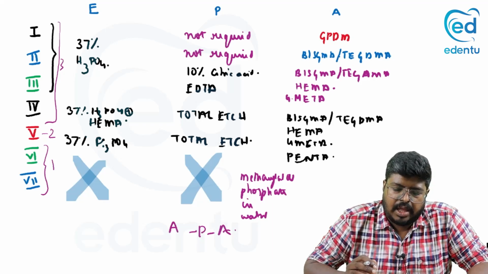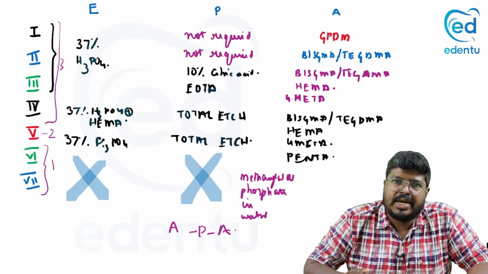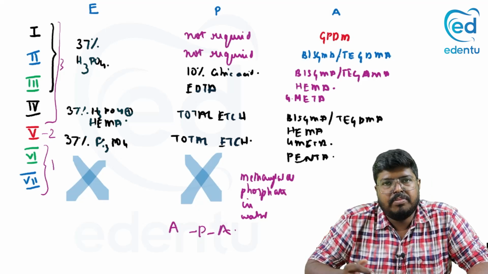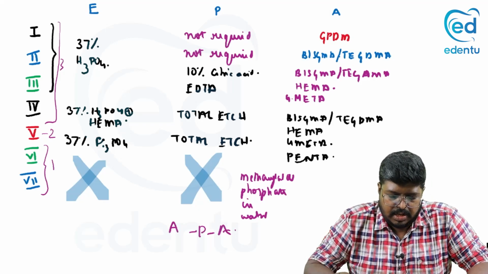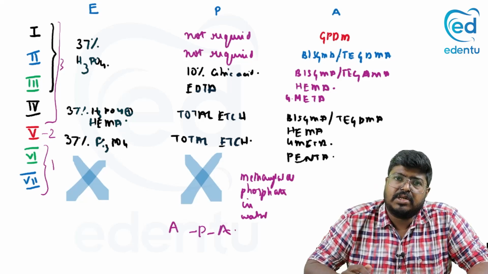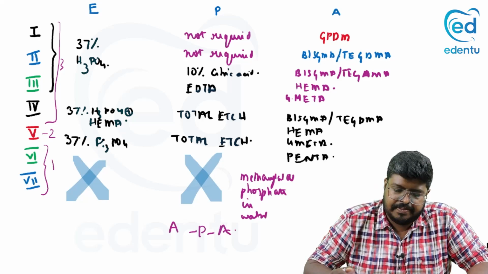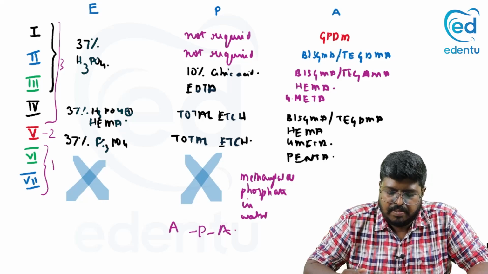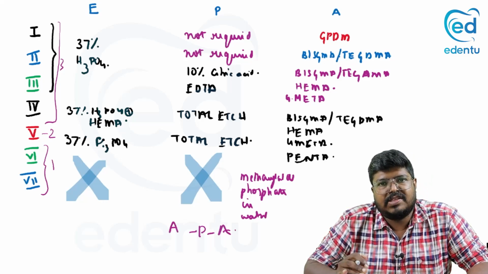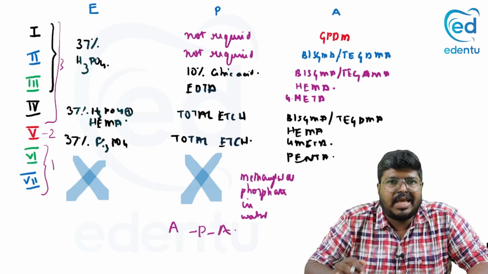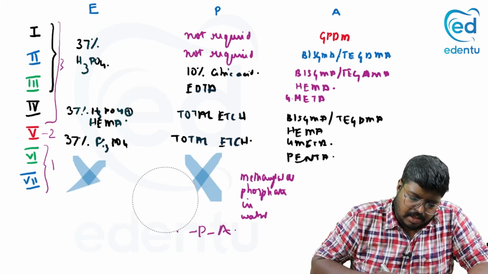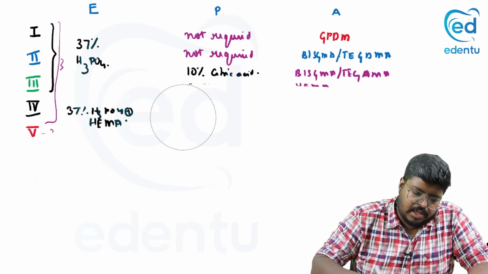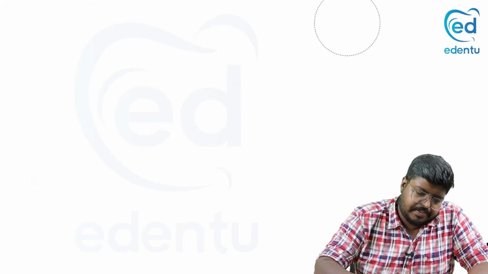Then adhesives. First it was GPDM, then it became BIS-GMA and TEG-DMA. Then they added to BIS-GMA and TEG-DMA, HEMA and 4-META. This kept on continuing in the fourth generation. In the fifth generation, they substituted it with PENTA. And in the sixth and seventh generation, it became methacrylated phosphates in water, which gave an APA system. So this is your simplified version of all the generations that were present.